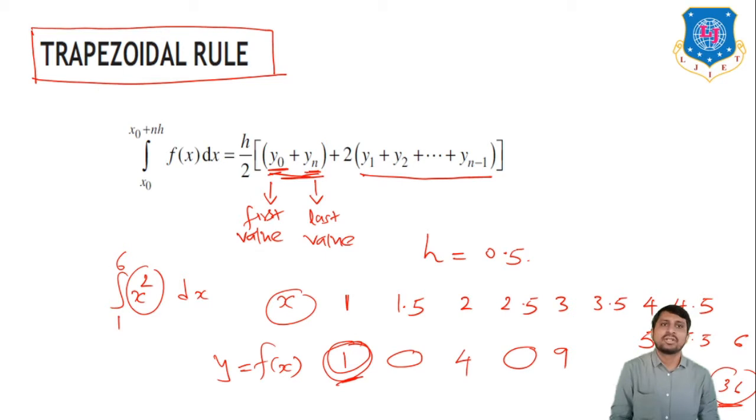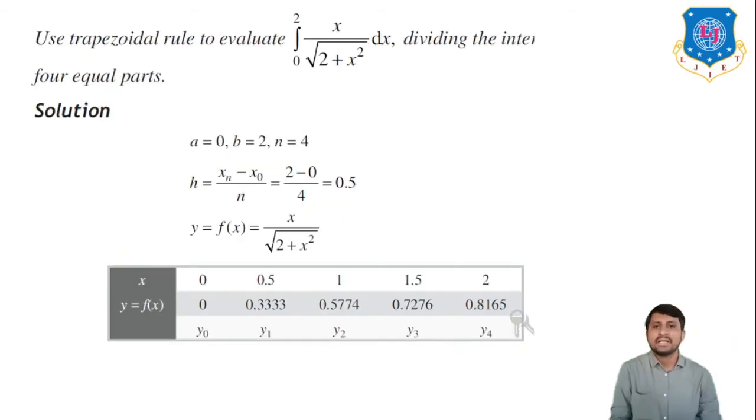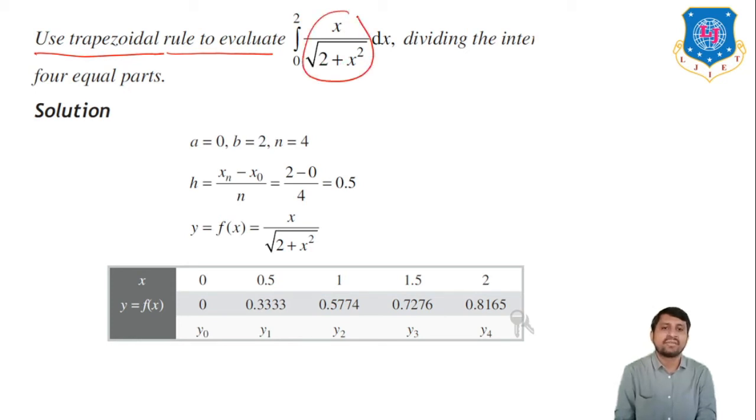Let's try to solve one or two examples. Here is the first example. Use the trapezoidal rule, they have already mentioned the name of the method, to evaluate the integral from 0 to 2 of x upon square root of 2 plus x square dx. So my f of x is x upon square root of 2 plus x square.